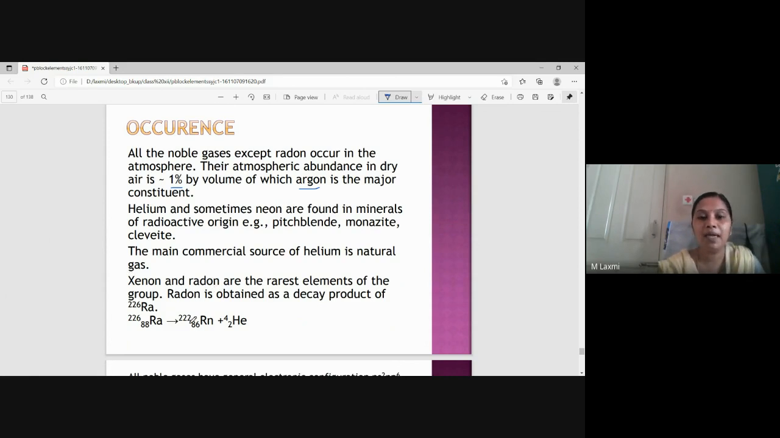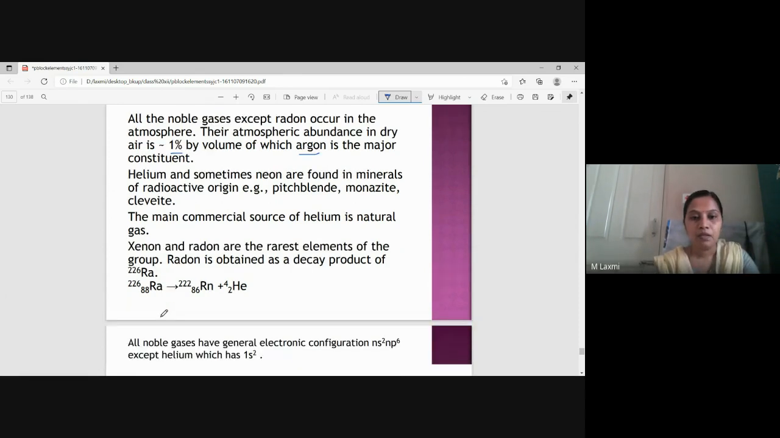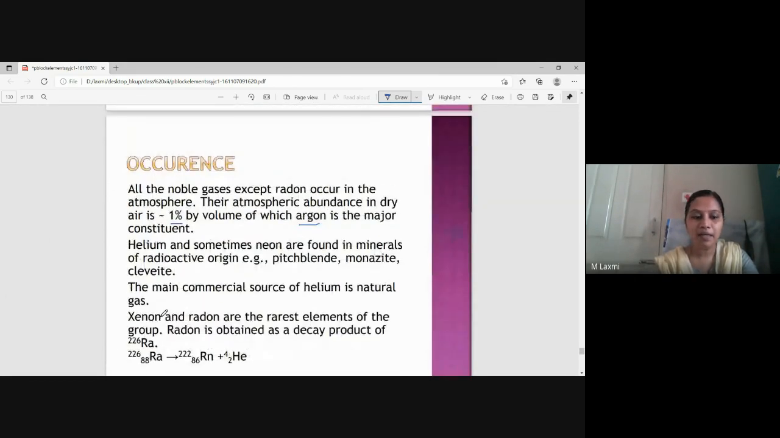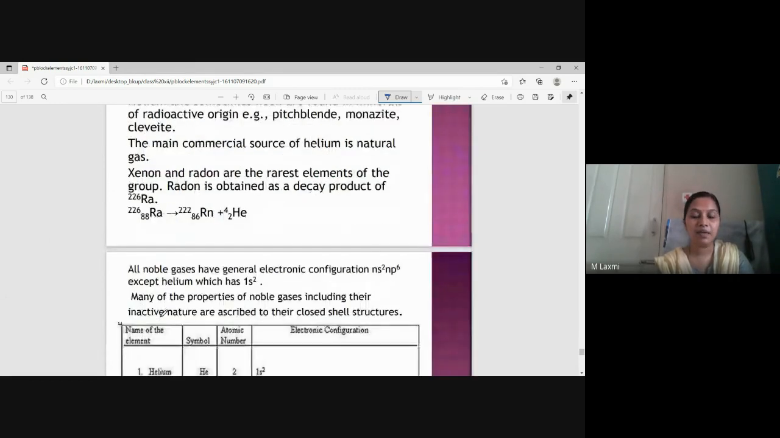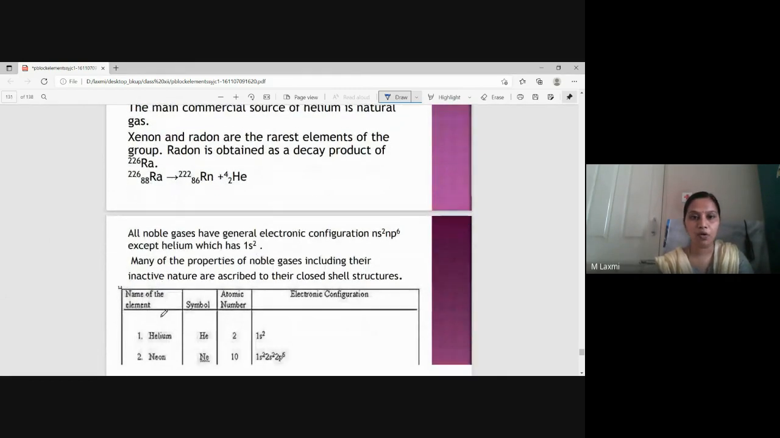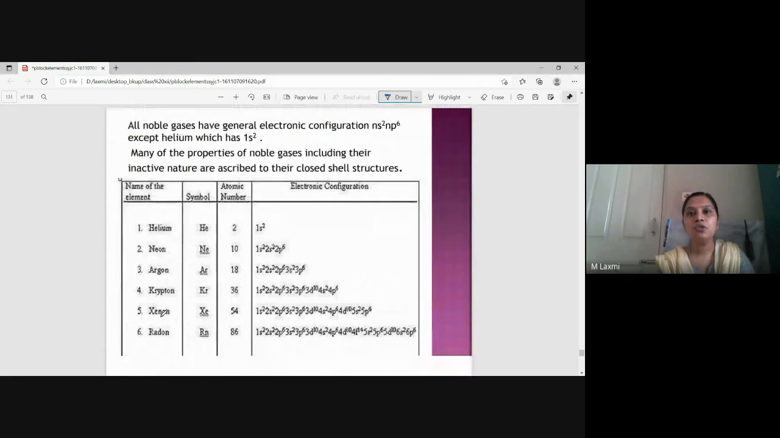Radon can be obtained by the radioactive decay of radium. Okay. So, which is more abundant here in noble gases in group 18? Argon will be the most abundant, and xenon and radon are rare. Radon is obtained from the radioactive decay of the element radium. All of them possess the configuration ns2 np6, except helium, whose configuration is 1s2.